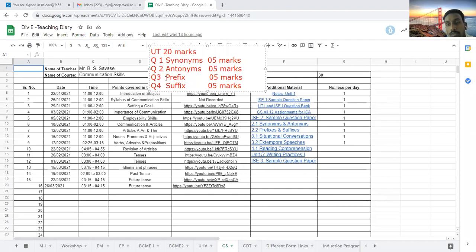But for question number 3 and question number 4, you have to write down words which begin with the given prefixes. Suppose a prefix is given, something like this. You have to write down 5 words which begin with this. Similarly, you have to attempt whatever questions are asked for prefix and suffix. This question will not be MCQ type. Here you have to write it down.